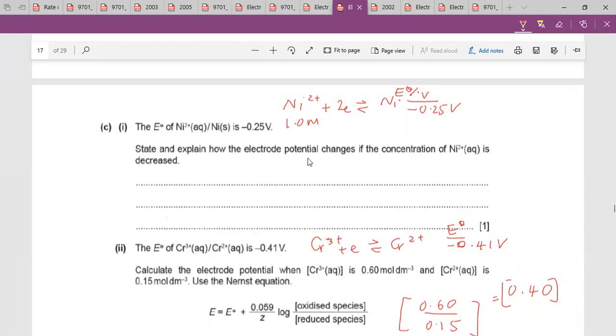Hi guys, today I want to continue chemistry with the concentration effect on electropotentials.